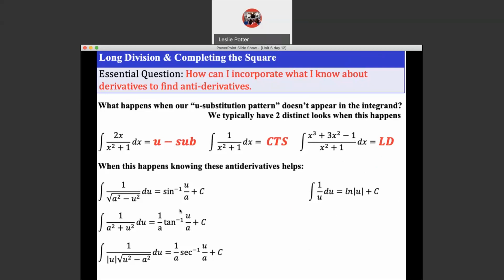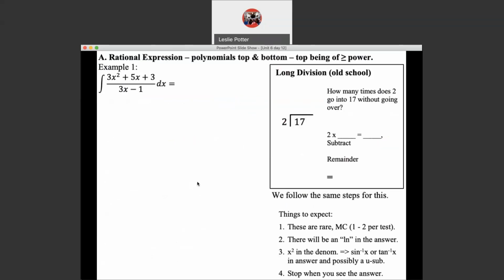In either one of these strategies, these are useful antiderivatives. I've written them in antiderivative form. I know you've gotten familiar with reversing your derivative flipbook, but I just rewrote these in antiderivative form so that they're a little more easily accessible to you. Okay, so let's first take a look at long division.